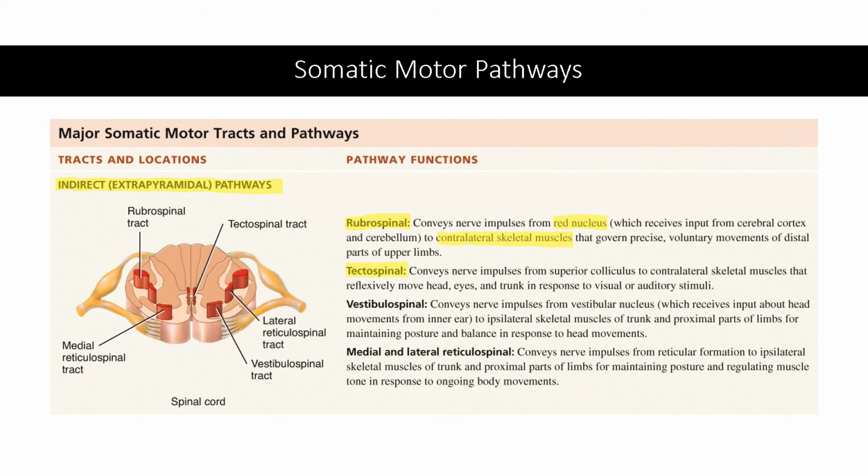The tectospinal tract conveys nerve impulses from the superior colliculus to skeletal muscles on the opposite side of the body that will reflexively move the head, eyes, and trunk in response to visual or auditory stimuli. So this tectospinal pathway is going to be the one that reacts to loud noises or visual stimuli. That visual reflex and auditory reflex will be along this tectospinal tract.